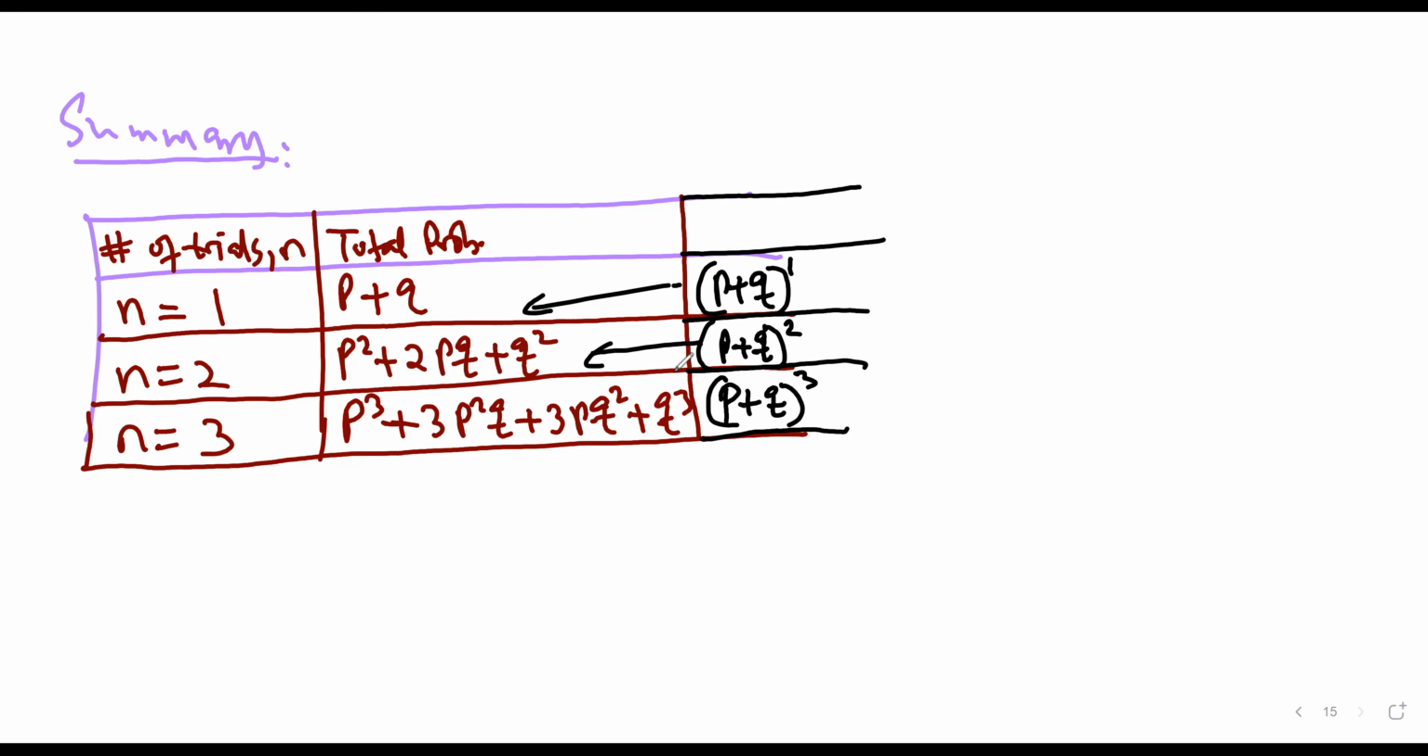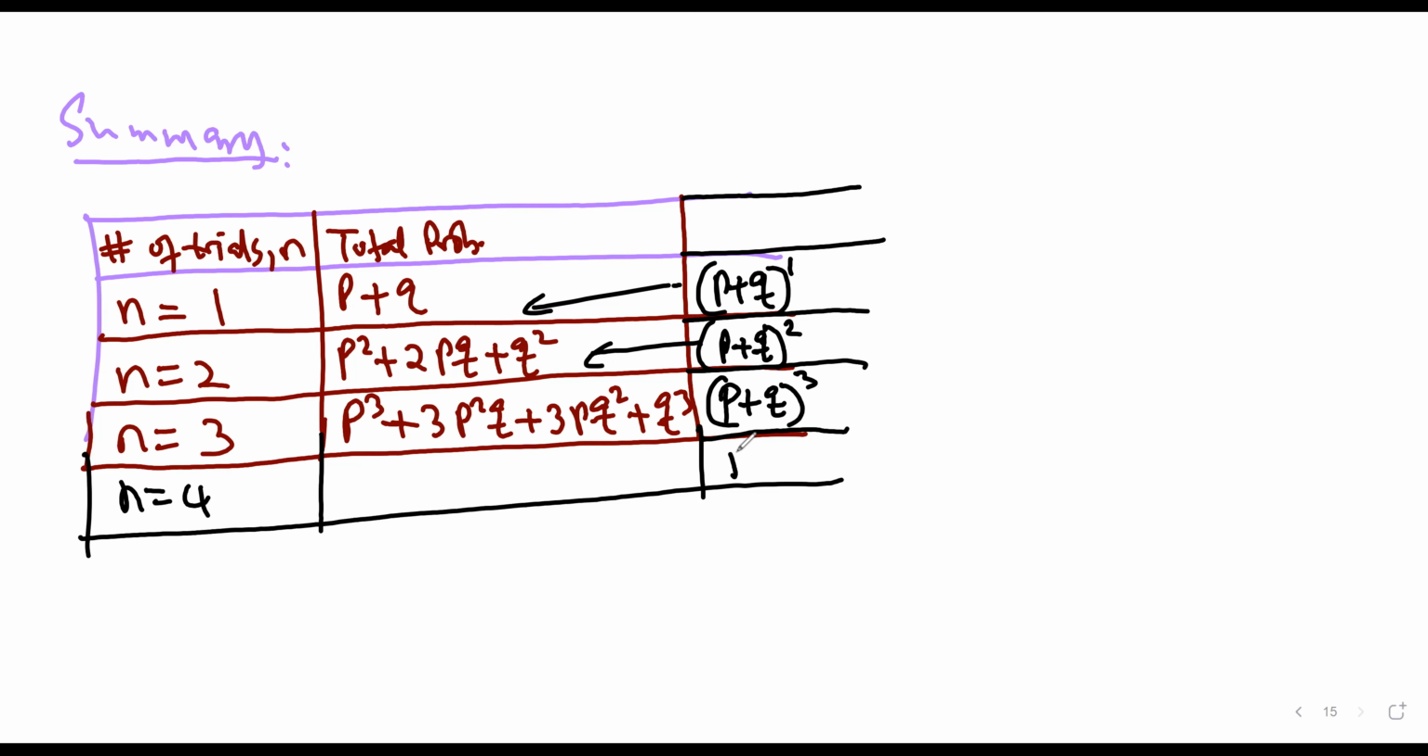So now, is it possible for you to figure out what will happen when n is equal to 4? It's possible because we know that this will be P plus Q power 4. Then we'll have some expression here. So when n is equal to 5, we just have P plus Q raised to power 5, and so on and so forth. So our interest is the general experiment, that is when the number of trials is general.